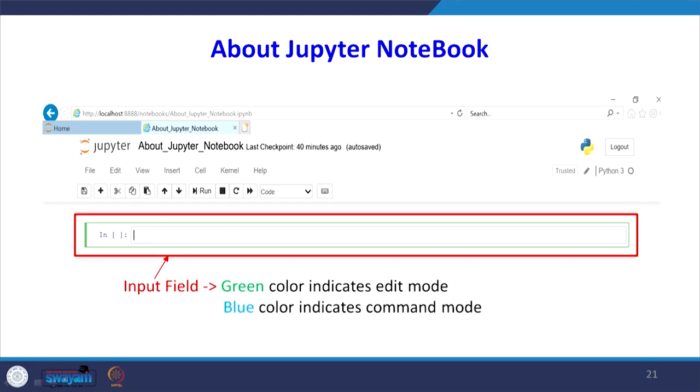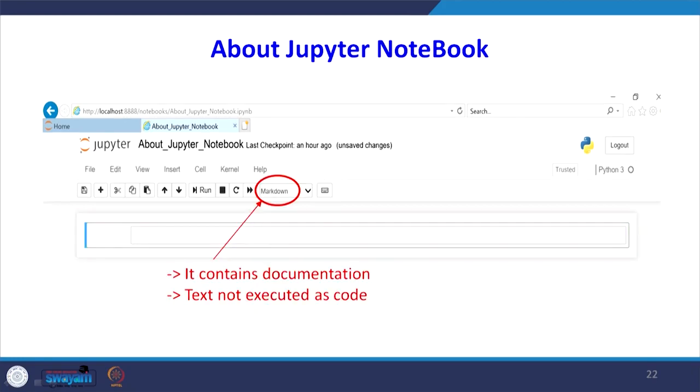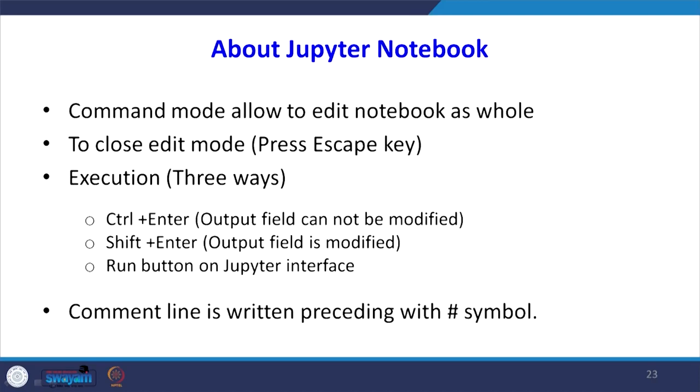Sometimes the box will look blue in color; the blue color indicates it is command mode. When you go below the Help menu, there is an option called Markdown. If you select Markdown and type something, that is used for making documentation. It contains documentation text, which is not executed as code; it is only for our understanding. Now, about the Jupyter notebook, command mode allows you to edit the notebook as a whole. To close edit mode, press the Escape key.